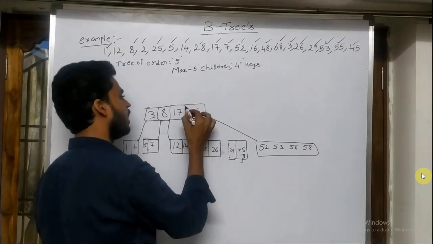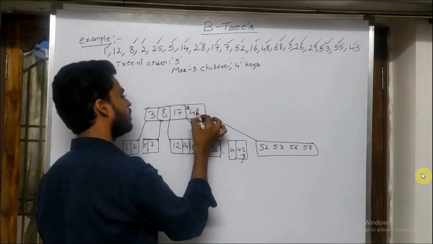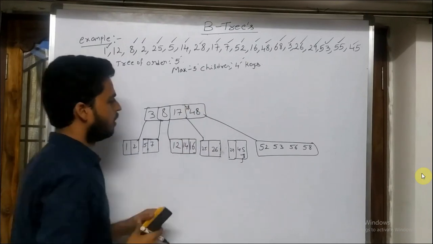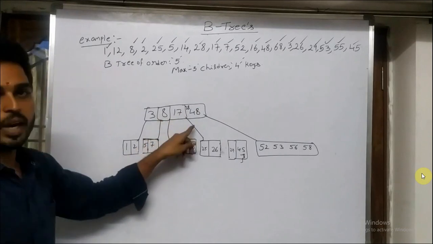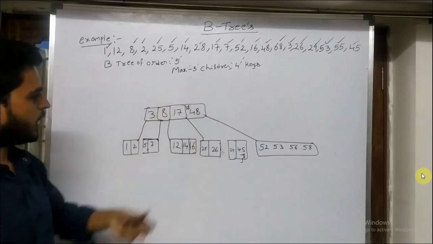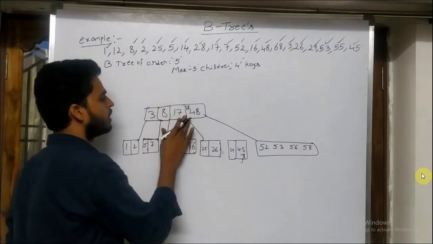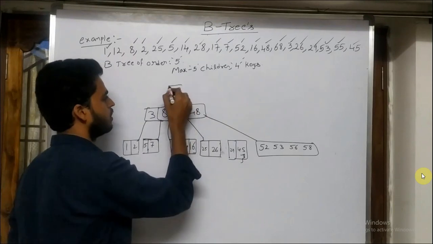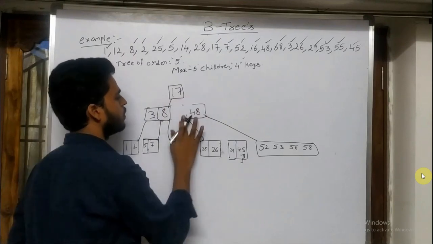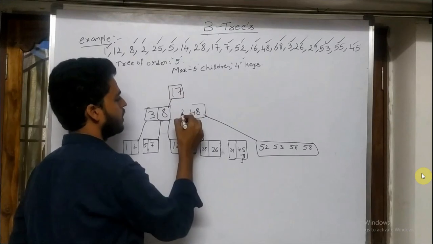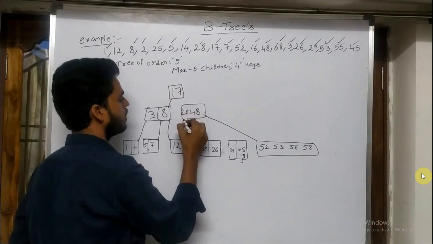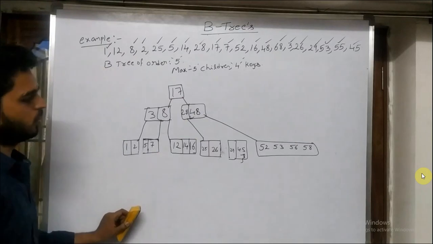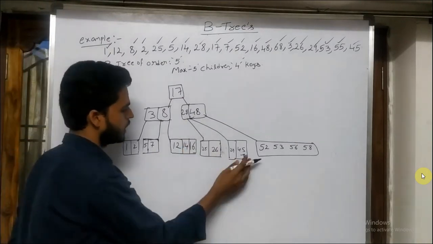That is, here I am going to get. When I am inserting 28, here it is having 5 values, again it is violating. When it is violating, you need to make the middle element the root node, that is 17. So on the left side and right side of 17, 28 and 48, and it will obviously come here.